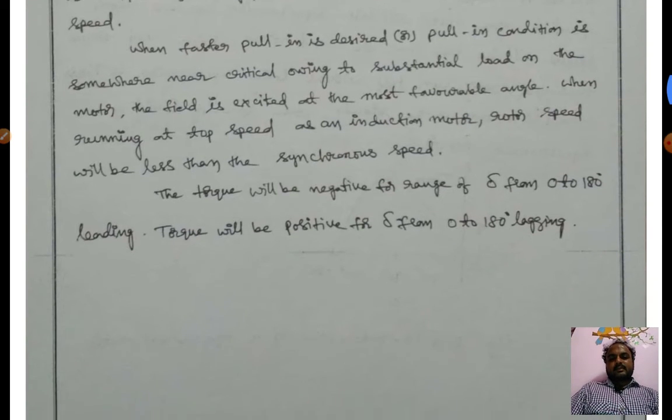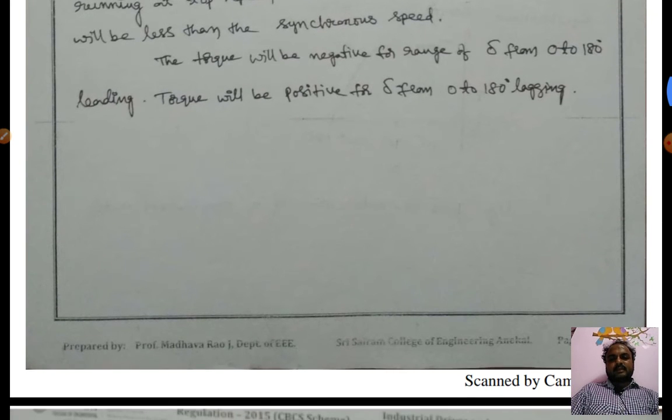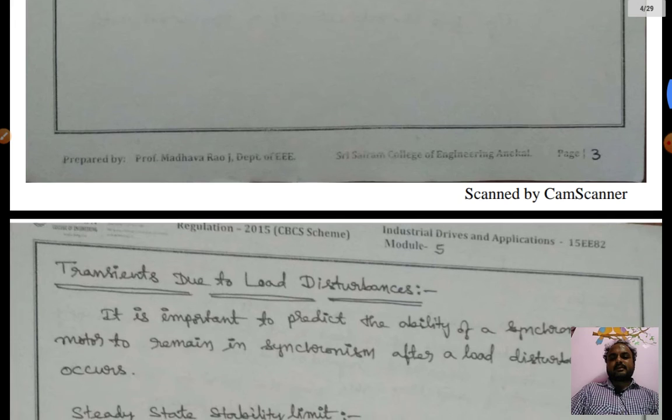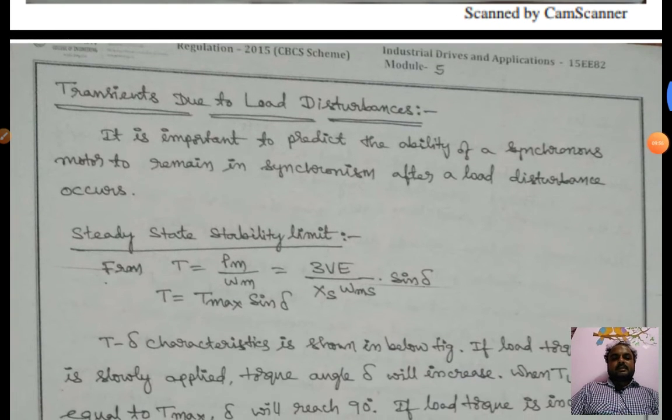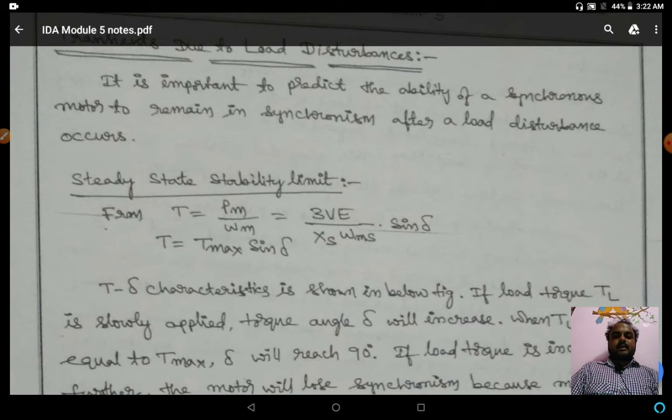So next one, the torque will be negative. Delta varies from 0 to 180 degrees. Next we will see the transient due to load disturbance. So this is one of the important factors, the transient.